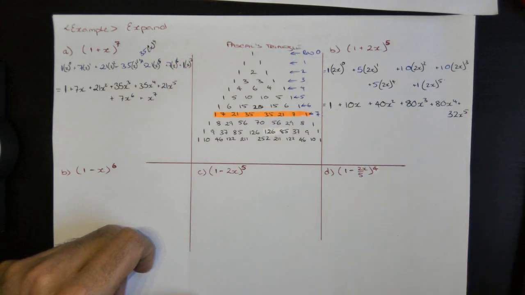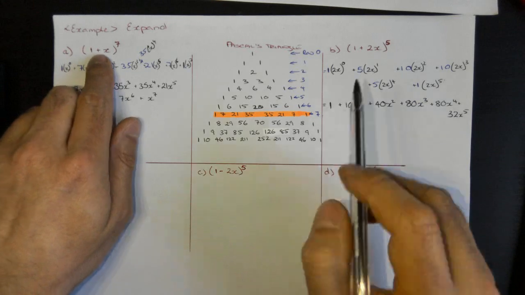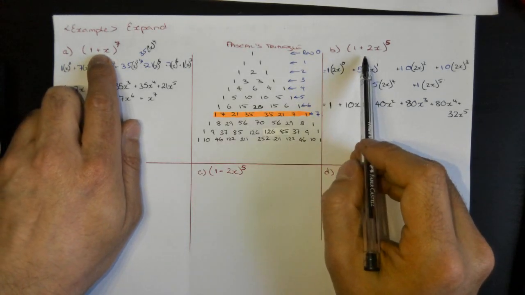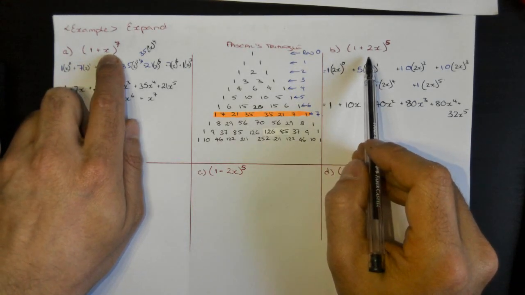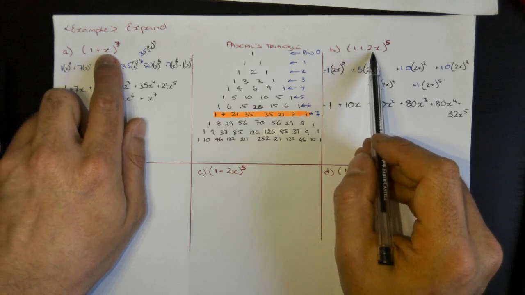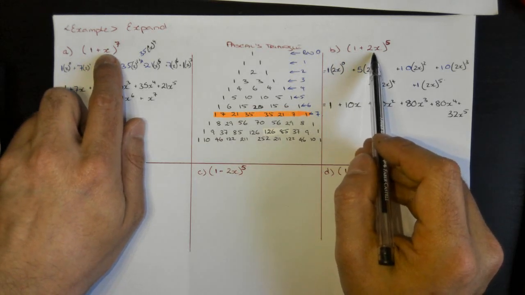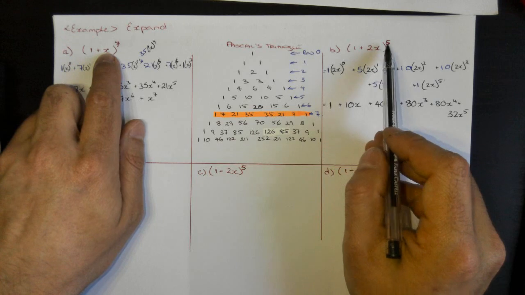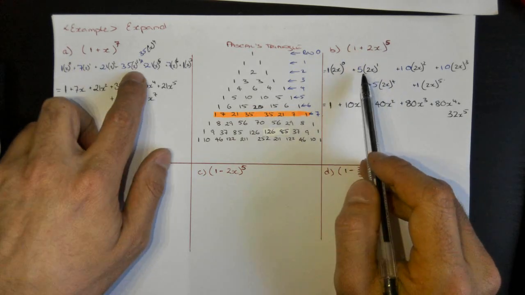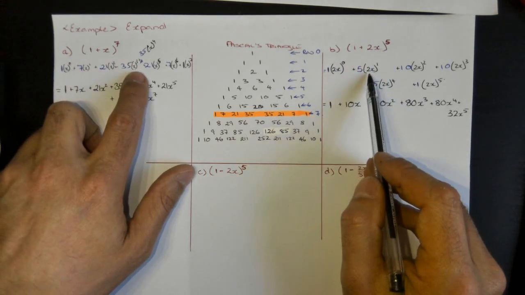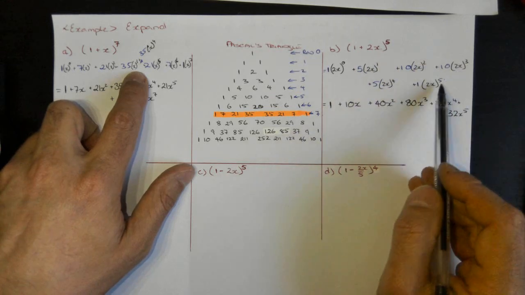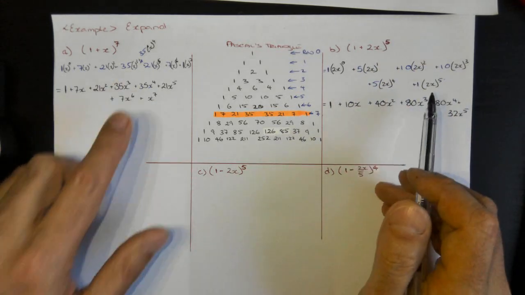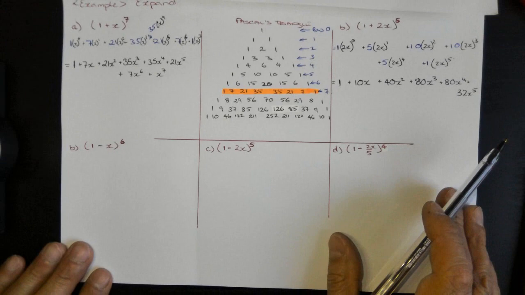So the difference between question A and question B is they both start with 1. The second term is just an x here, but here it's a 2x. So the idea is that you put the second term into the bracket and then raise it all to the power that you require. All right, let's look at this example.